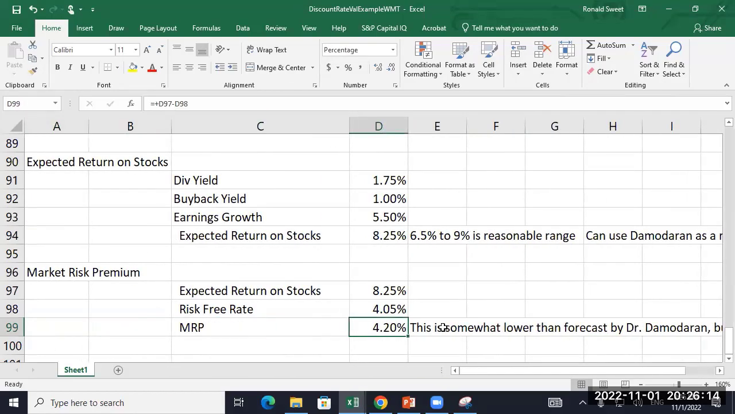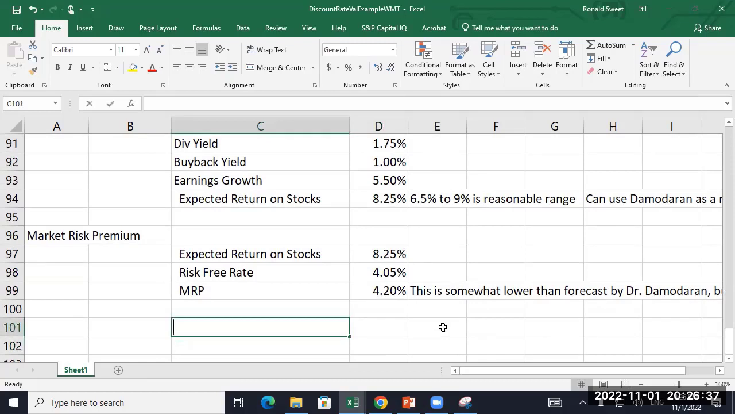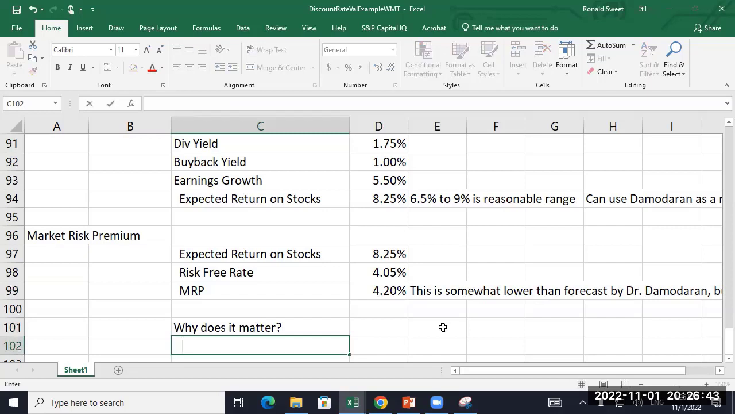Market risk premium below four, you're getting a little stretched. It's getting low right now because the risk-free rate's getting higher. If the risk-free rate gets up to six or seven, you're going to get a pretty thin premium. Now, what you'll notice is the expected return on stocks doesn't change because the risk-free rate changes. What changes is the market risk premium. So it's always really important to ask, why does it matter? So be real careful here.